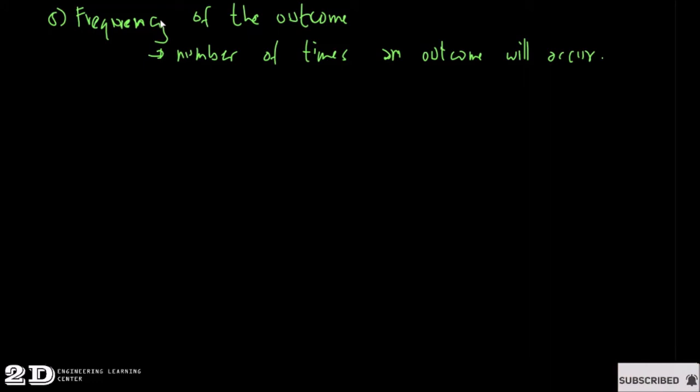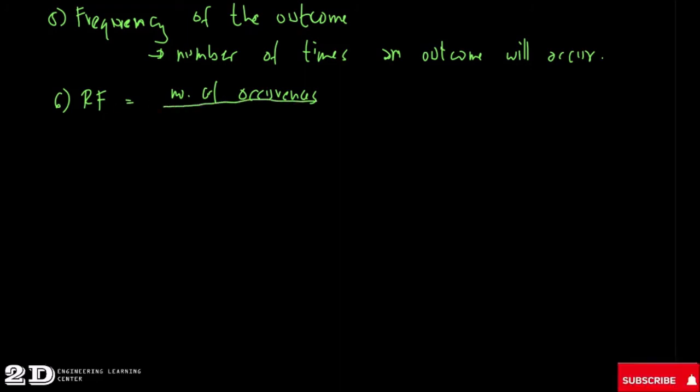If you are going to get the RF, or the relative frequency, just like in statistics, this is equal to the number of occurrences in which the result is what we are trying to get, for example, 6 times that the die falls on 1, over the total number of trials. So that is relative frequency.